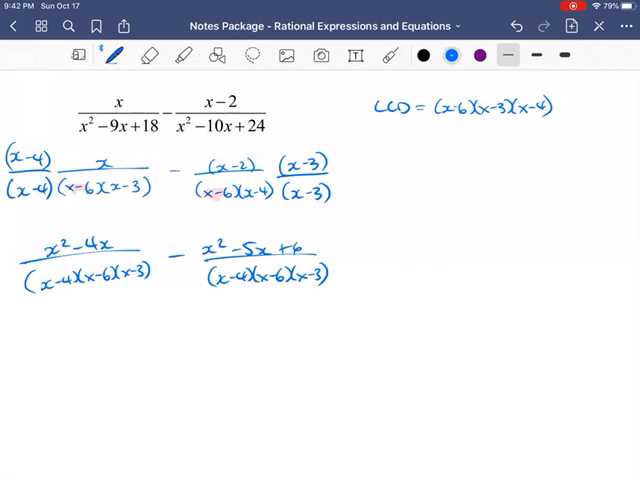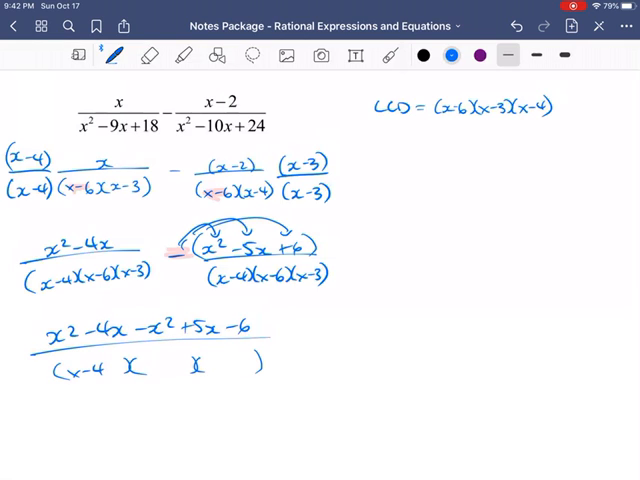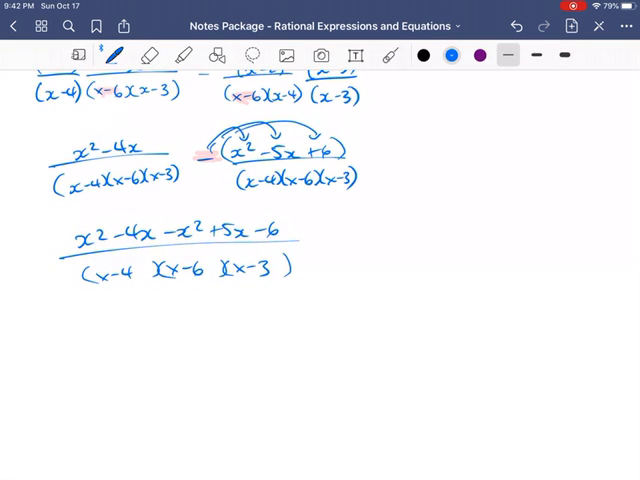And now we can collect like terms. And don't forget that this negative is going to distribute to all three of these. So minus x squared plus 5x minus 6. Again, we still have all three of those. And can you collect any like terms? The x squared and the negative x squared will simplify. And negative 4x and positive 5x will just go to x. And then we've got the negative 6 hanging out there.